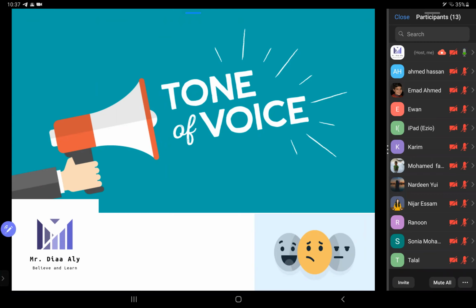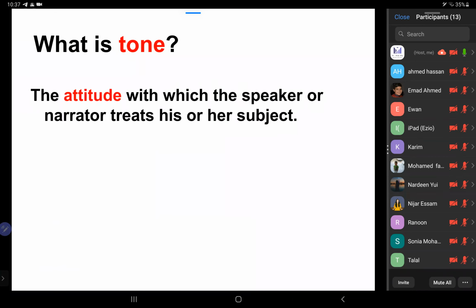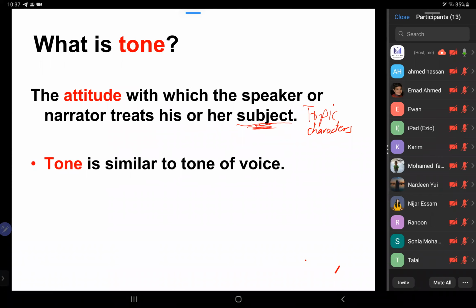So let's see different tones and practice on that. So the tone is the attitude which you as the speaker or the writer treat his or her subject. What does it mean, the subject here? Subject is the topic, can be the topic itself. It can be the characters he has in the story. So this is the meaning of the writer's attitude with his topic, the thing he is discussing, or the characters. And as we said, it's very similar to the tone of voice.